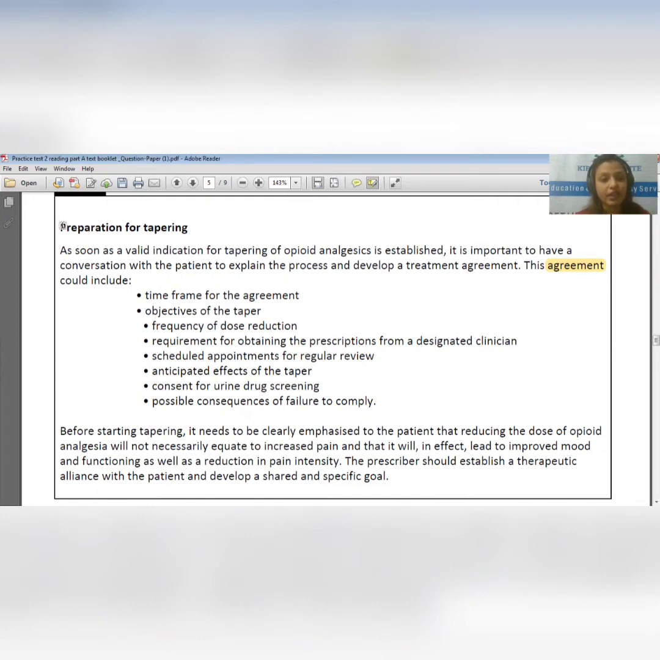Let's read the heading again. Preparation for tapering. As soon as a valid indication for tapering of opioid analgesic is established. Once we get the valid indication, the further information will be what should be done. Here again, there are certain bullet points and I just want to know the topic of the bullet points. And here it is: this agreement could include. So these bullet points are all the agreements.